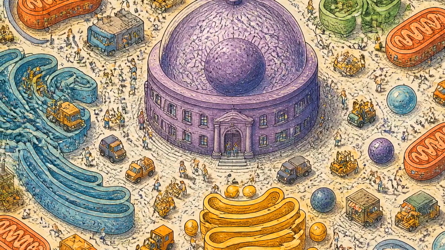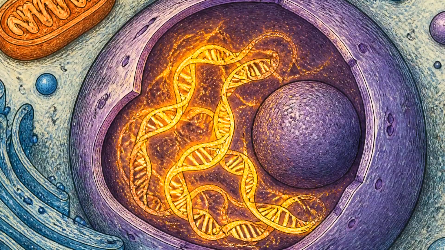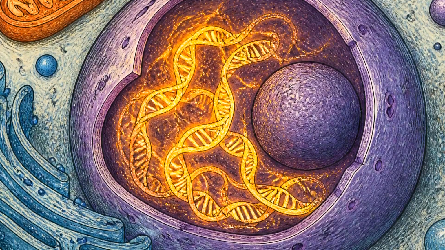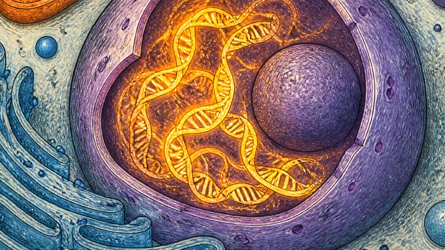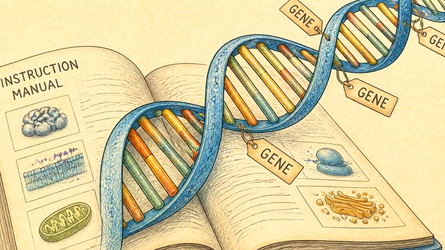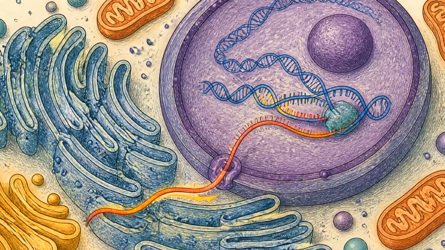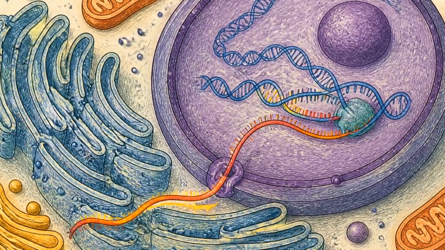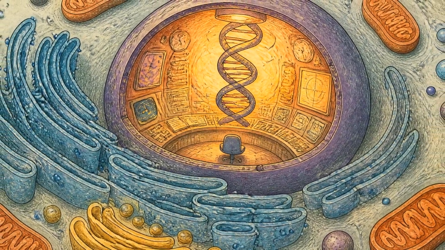If the cell were a company, the nucleus would be the headquarters. The nucleus contains DNA, the genetic instructions that tell the cell how to grow, repair itself, divide, and perform its specific functions. DNA acts like an instruction manual containing thousands of genes. When the cell needs to build a protein or perform a task, it reads the instructions stored inside the nucleus. Because of this, the nucleus is often called the control center of the cell.